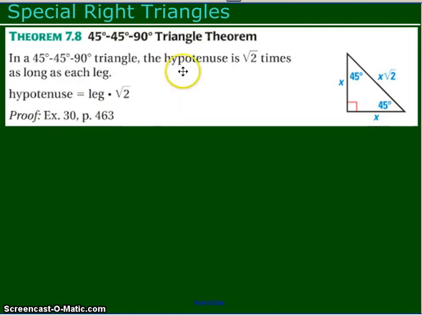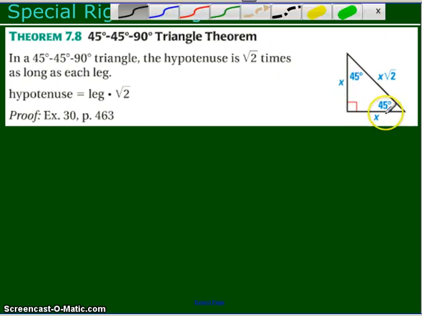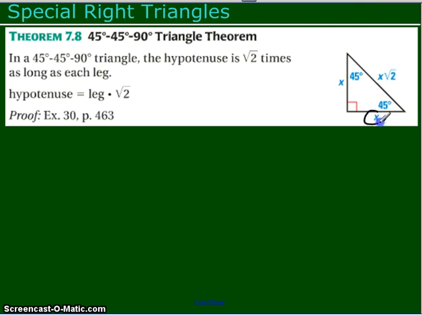The first theorem that we're going to talk about is the 45-45-90-degree right triangle. Yes, it's talking about the two 45-degree angles in a right triangle, which obviously if it's a right triangle, then it's a 90-degree angle for the other one. It's a real simple, real straightforward theorem for you. All you have to do, once you recognize that it's a 45-45-90, is if you can find a side length, you multiply it by the square root of 2 and you get the hypotenuse.